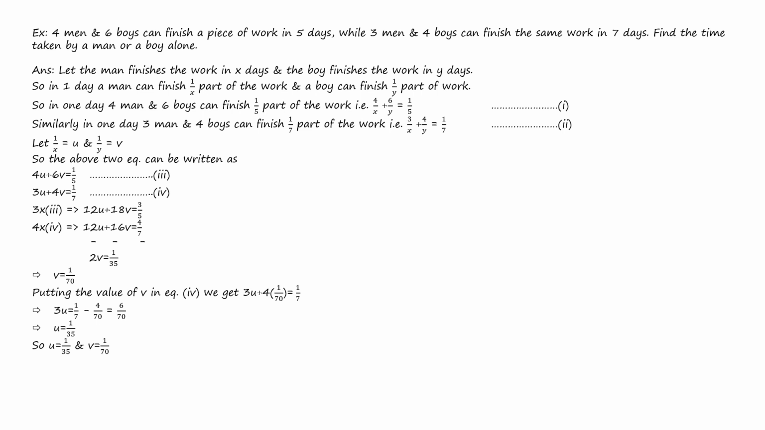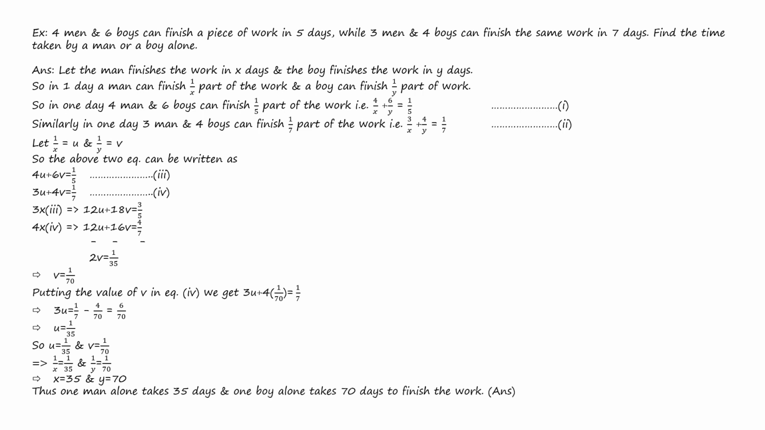So we got u equals 1 by 35 and v equals 1 by 70. That means 1 by x equals 1 by 35 and 1 by y equals 1 by 70. Or taking the reciprocal, we get x equals 35 and y equals 70. Thus, one man alone can finish the work in 35 days, and one boy alone takes 70 days to finish the work. This is the answer.